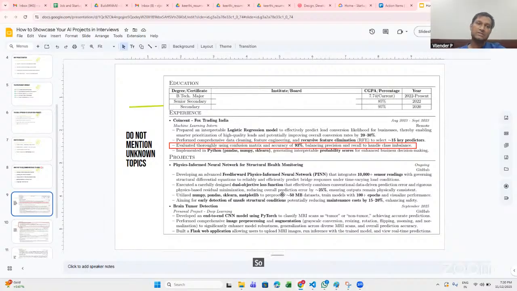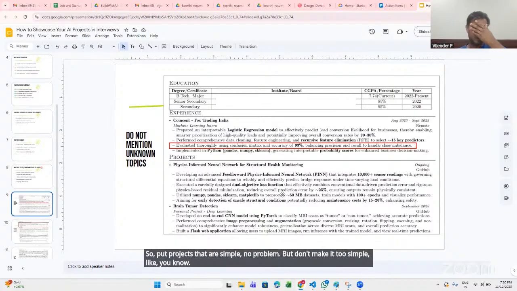So put projects that are simple, no problem, but don't make them too simple, like that petal classifier problem that you see in most YouTube projects, right? Don't do that. It's very simple. Also keep it interesting, something fresh, something where you've solved a real-world problem. Okay.